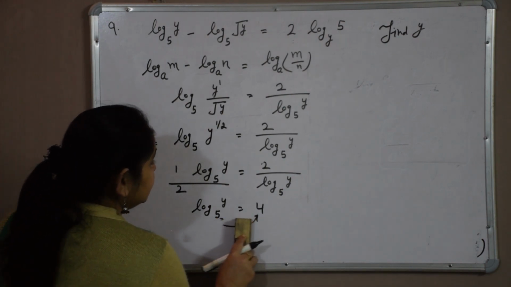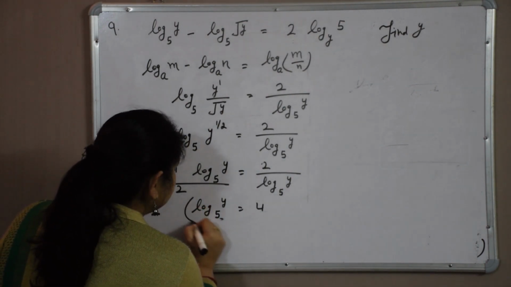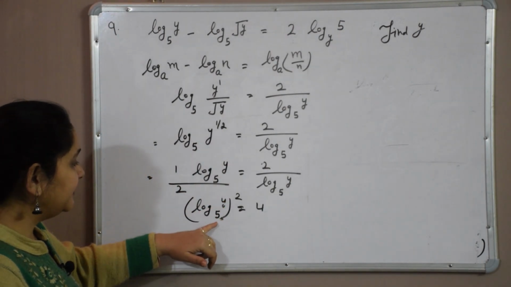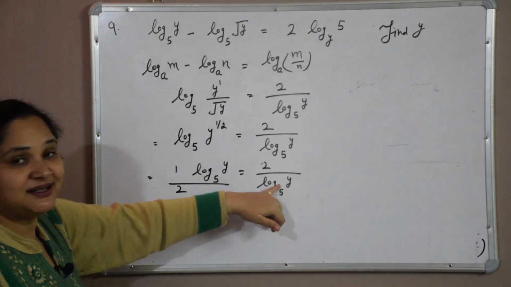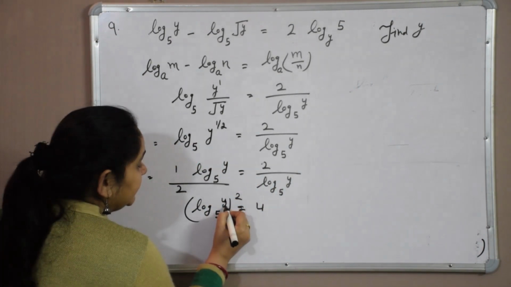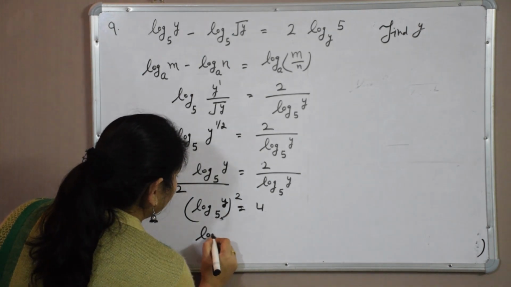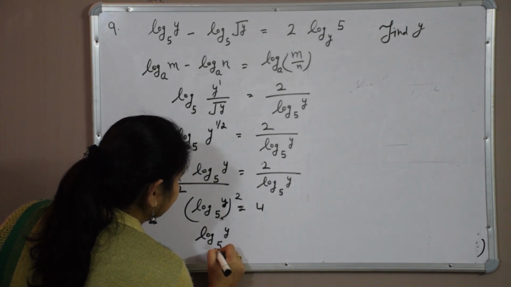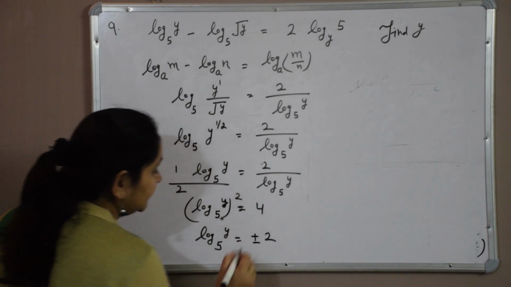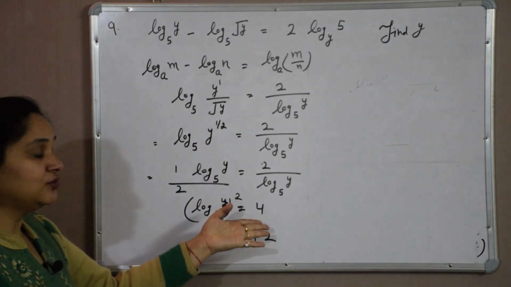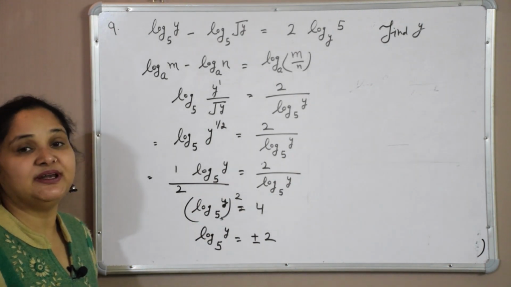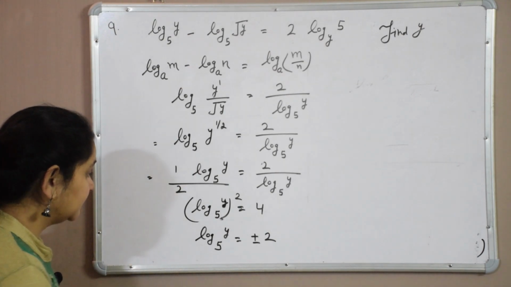We will get log of y to the base 5 whole square, because whenever we are doing cross multiply, we will get whole square equal to 4. So log of y to the base 5 is equal to plus minus 2. Whenever this square goes to that side, it will become under root of 4. It will give us two values, plus minus 2.